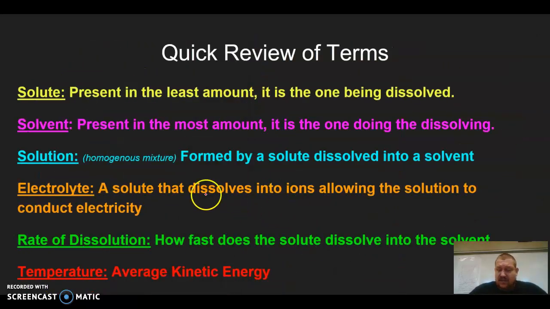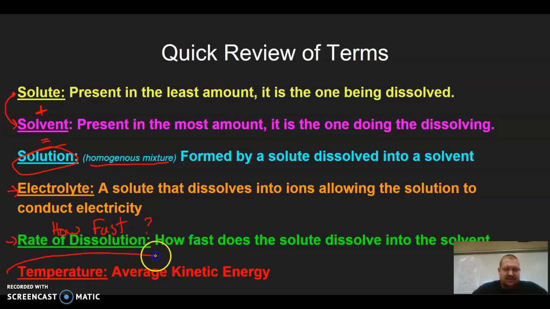Before we get started too much, I have to look at a couple of words here. The solute is dissolved into the solvent. When the solute and the solvent come together, they form the solution, which is a homogeneous mixture. We've talked about the electrolyte, so you should be familiar with that by now. Rate of dissolution, we did the lab on that. This is basically how fast it dissolves. And then temperature, a big definition for us this entire year: average kinetic energy.